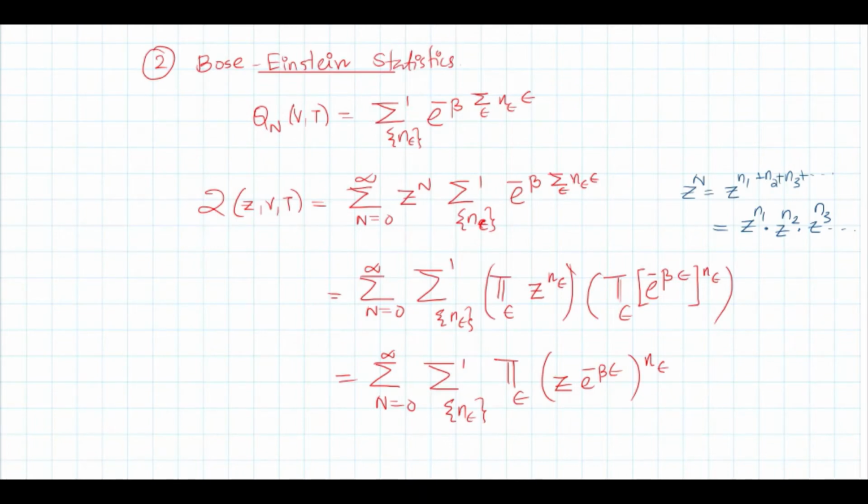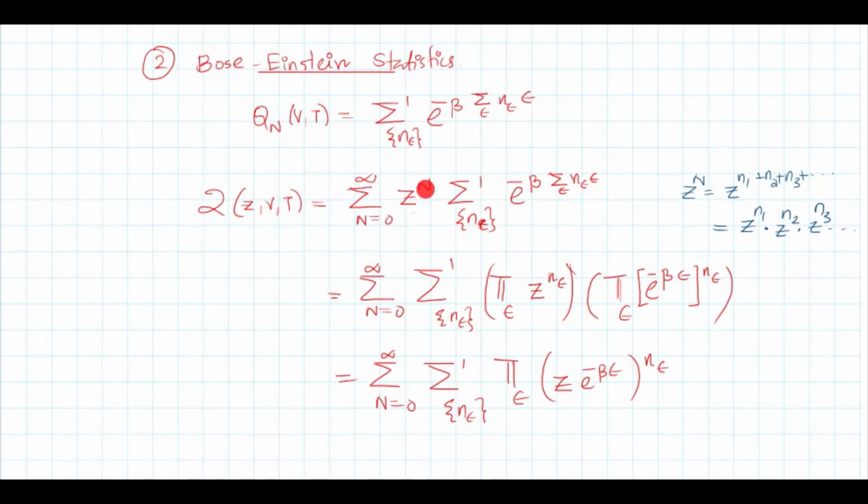Now we will consider the case of Bose-Einstein statistics. Qn of V, T equals the sum over all the distributions, that is, the sum over all the energy eigenvalues, of e raised to minus beta sigma epsilon n epsilon into epsilon. Evaluation of this quantity is difficult, but for the grand partition function theta there is one more summation, sigma n equal to 0 to infinity, z raised to n, and sigma prime over all the allowed distributions of e raised to minus beta sigma epsilon n epsilon into epsilon.